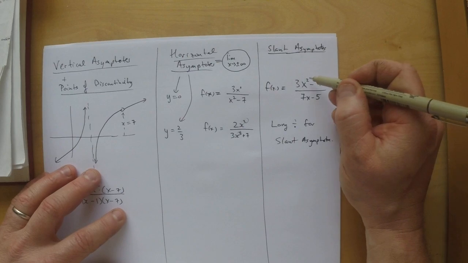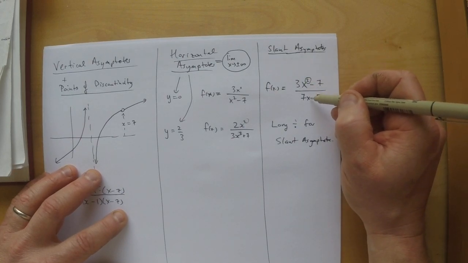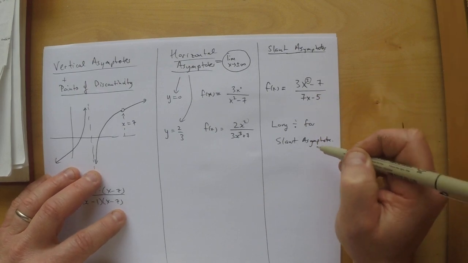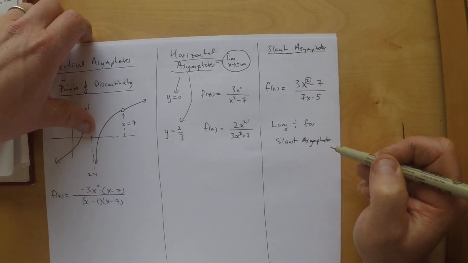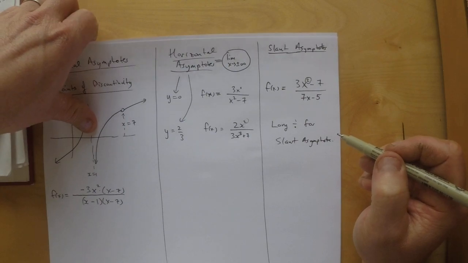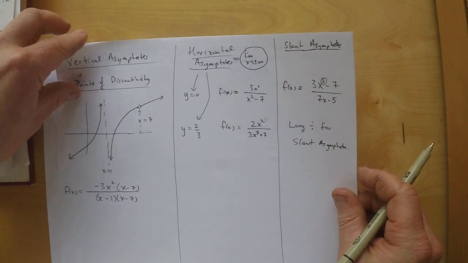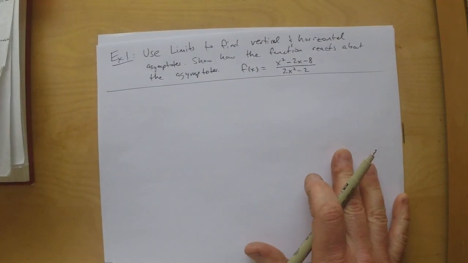Slant asymptotes, remember, that's when the numerator degree is higher than the denominator degree, and then you do long division to find the slant asymptote. And again, the example we do today will allude to the limits of why it's doing that. All right, so two examples, just to make sure you've got all this mixed together.